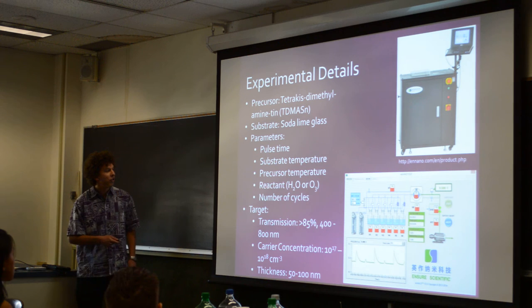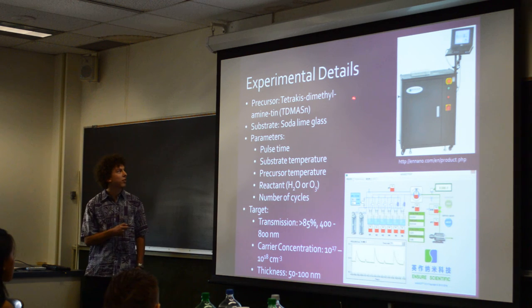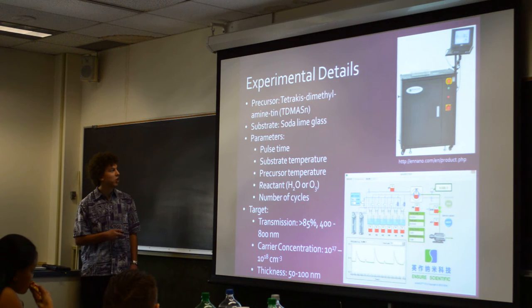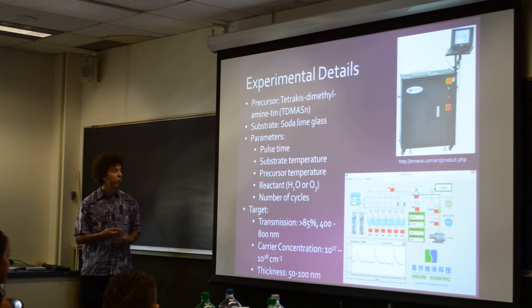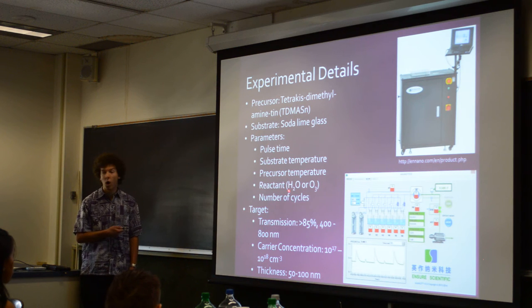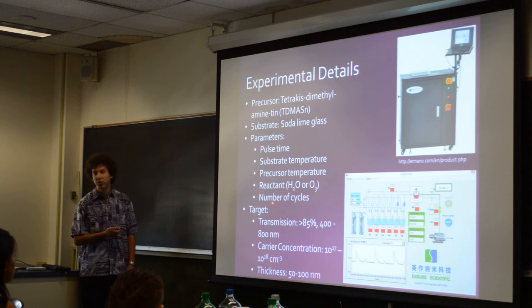So here is our device. That's our chamber right there that we're using to deposit the tin oxide. And we're using this precursor called tetrakis dimethylamino tin. Our substrate is soda lime glass, and then we have these parameters we can change that'll change the properties of our films. We can change the pulse time of our precursors, the temperatures, if we're using water or ozone to react with, and the number of cycles will change the thickness.